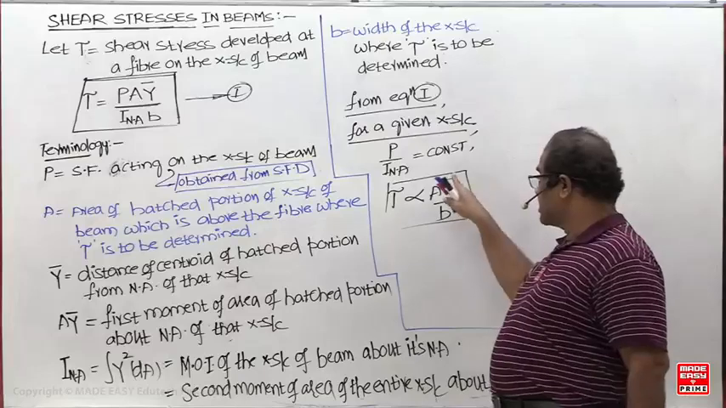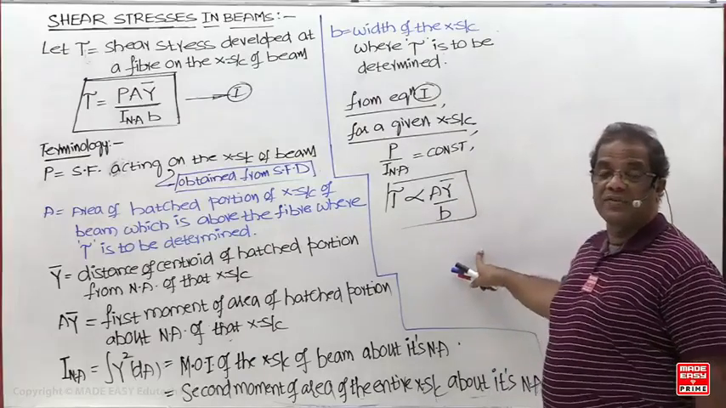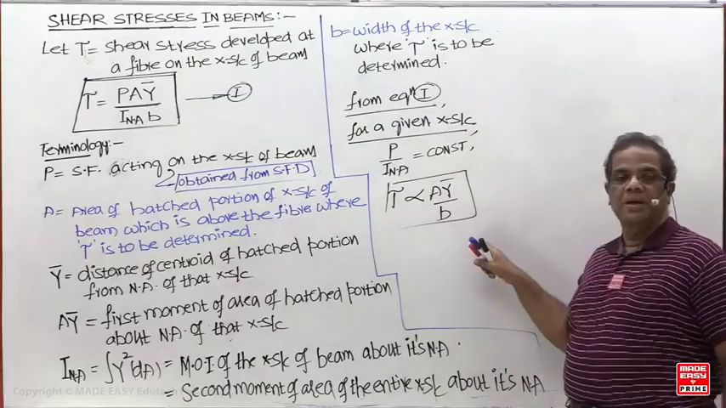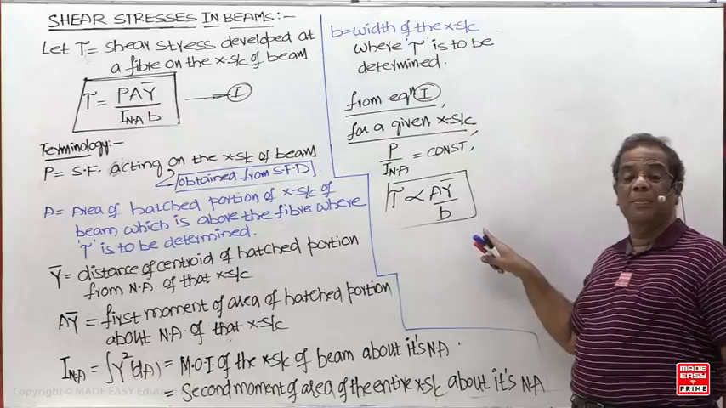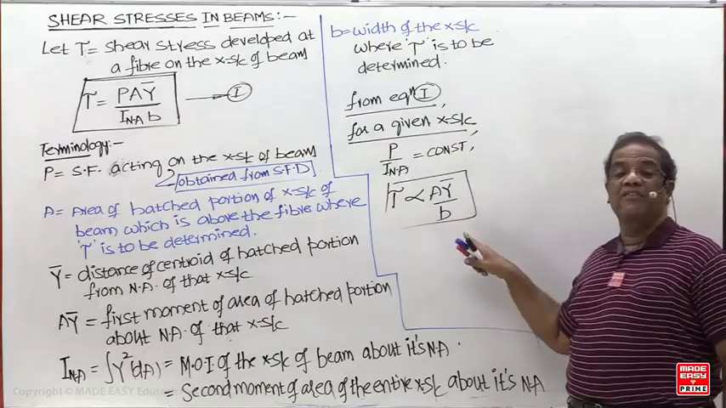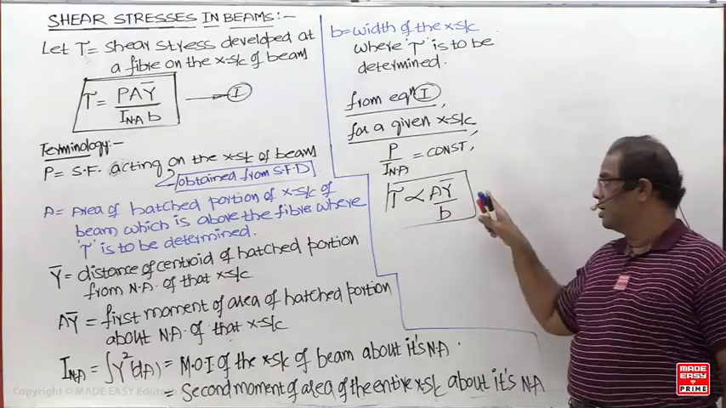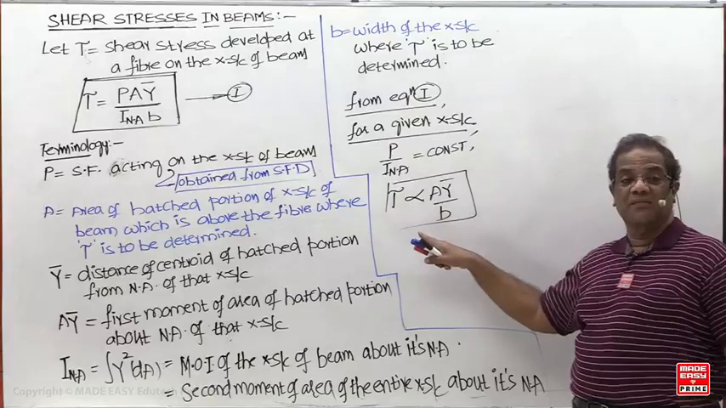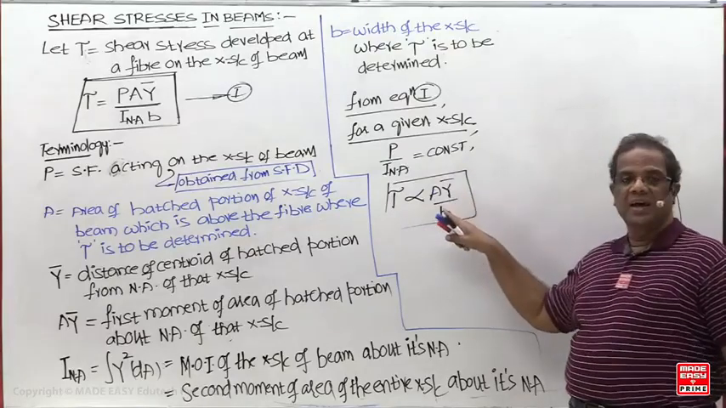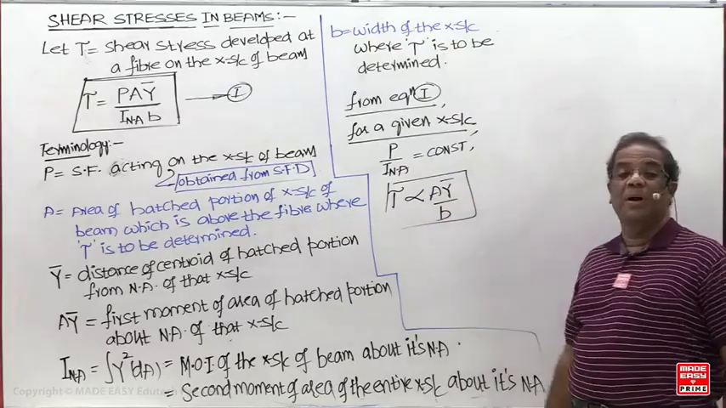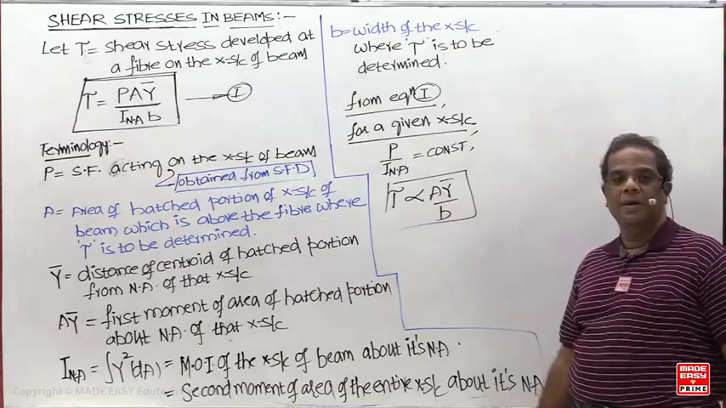So where is the shear stress maximum? At which fiber is shear stress maximum? Shear stress is maximum at the fiber where the ratio of AY bar upon B is maximum.